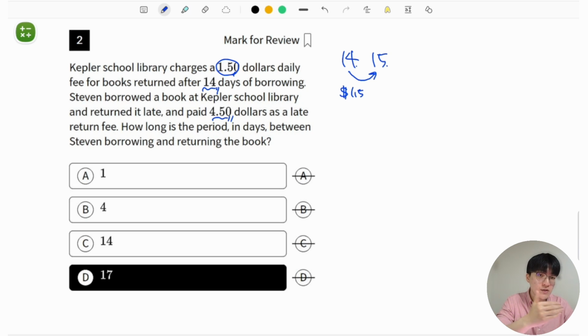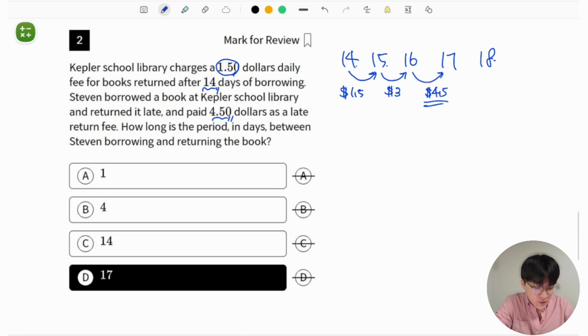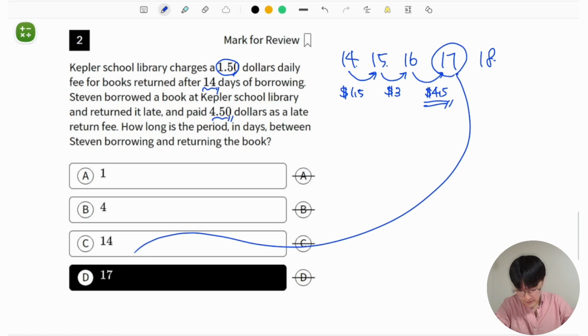So if we continue that a couple more times, do you see that we can get to the answer? So 16, 17, 18. Let's just write down the days. And on the 16th day, Stephen has to pay $3. And on the 17th day, Stephen has to pay $4.5. So how many days has it been since he borrowed the book? 17 days. Answer choice D.